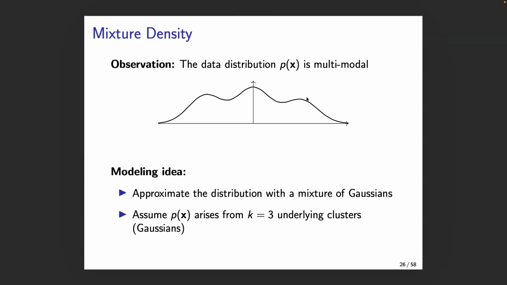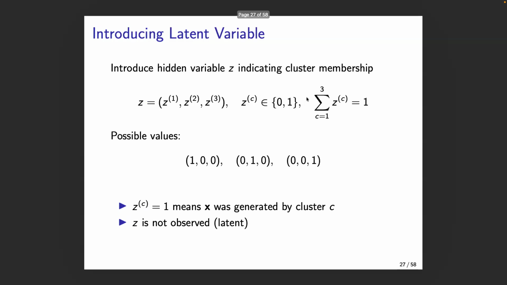And we can specifically assume that this data is generated by a mixture of 3 Gaussians, because we have 3 peaks or 3 modes. And we also can assume that each Gaussian is representing one cluster. So we have 3 Gaussians or 3 components or 3 clusters.